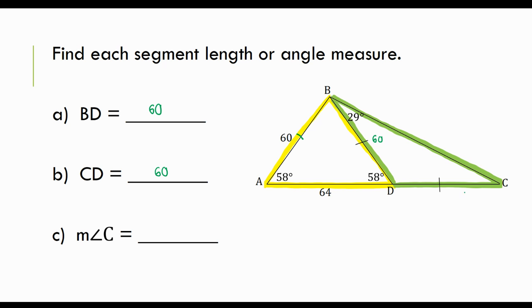Well, the angle that's across from the side CD, that's 29 degrees. The angle that's across from BD is the angle that we want. These two angles are congruent. So if that angle CBD is 29 degrees, so is angle C.